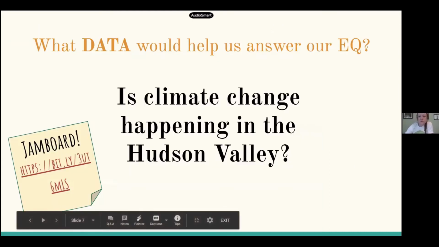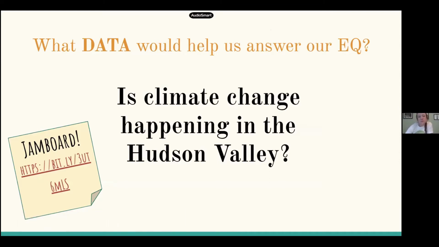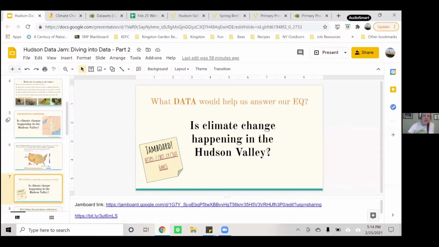So what I want to ask you all to do is help me think about what data you would want to help us answer this essential question about whether climate change is happening in the Hudson Valley. So I put together a Jamboard, which is totally new for me. I know some of you have probably used it in your classroom. So I'm going to experiment with this today and hope you all bear with me and help me learn how to use Jamboard.